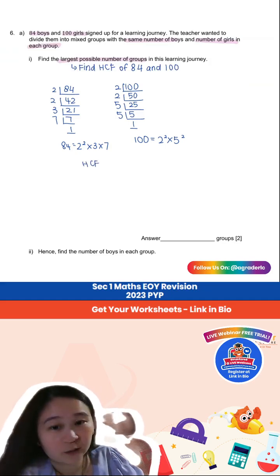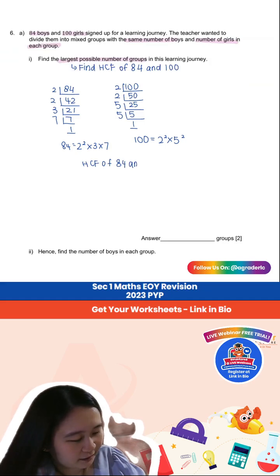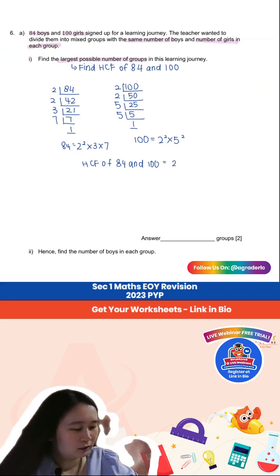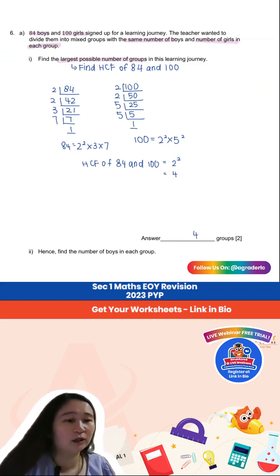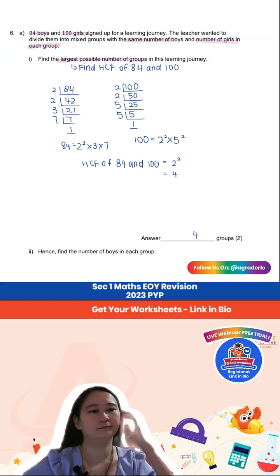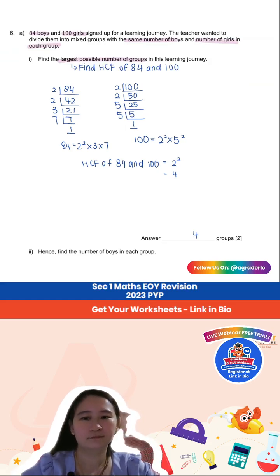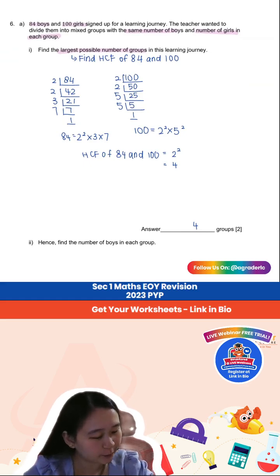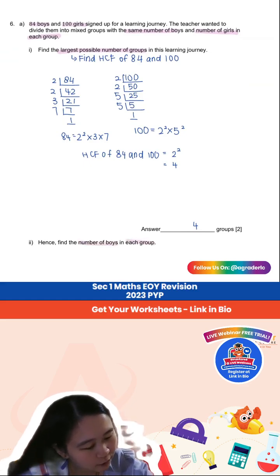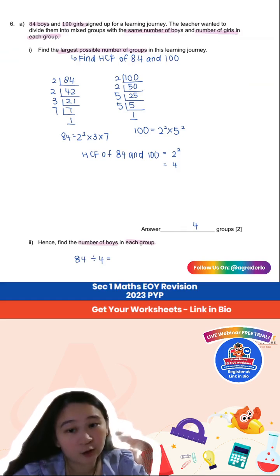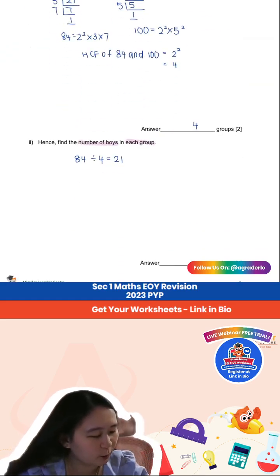Then we find the highest common factor of 84 and 100. So to find the highest common factor, we take the lowest power. So the lowest power is 2 square, which is 4. So therefore, the largest possible number of groups is 4 groups. Hence, find the number of boys in each group. So we know that if there's 4 groups and there's 84 boys, we take 84 boys divided by 4 groups, means each group will have 21 boys.